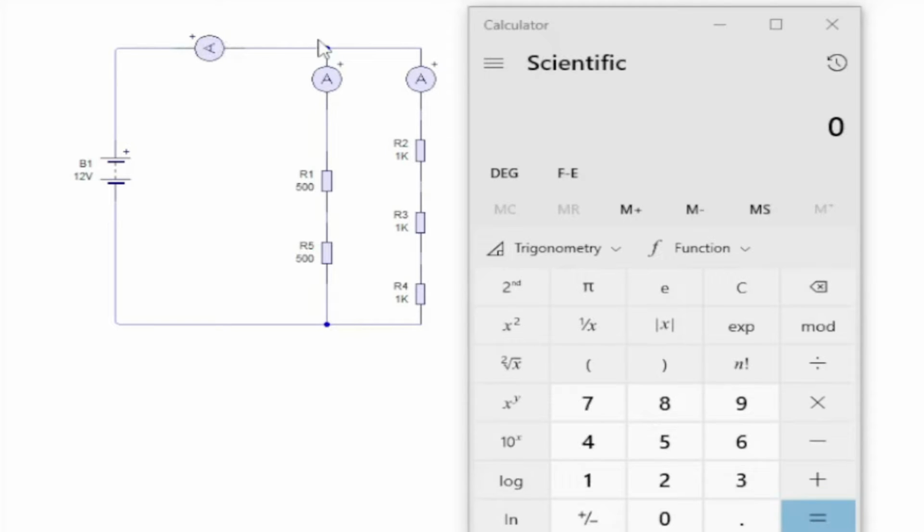And then we've got two parallel lines, back round to the battery. This ammeter here will give you the reading of the total amperage in the complete circuit. This ammeter here will tell us how much current is going down this parallel line, and this ammeter here will tell us how much current is going down this parallel line.